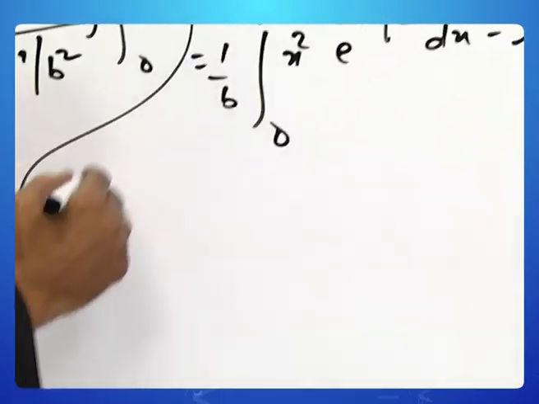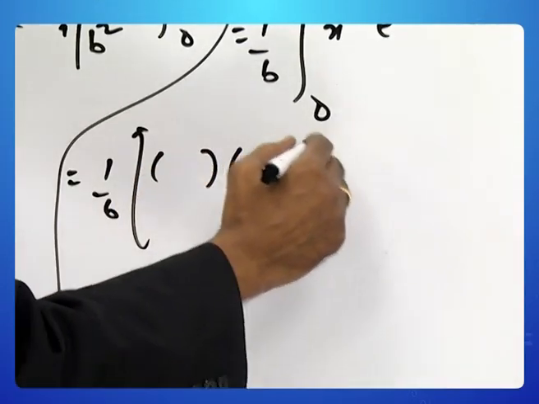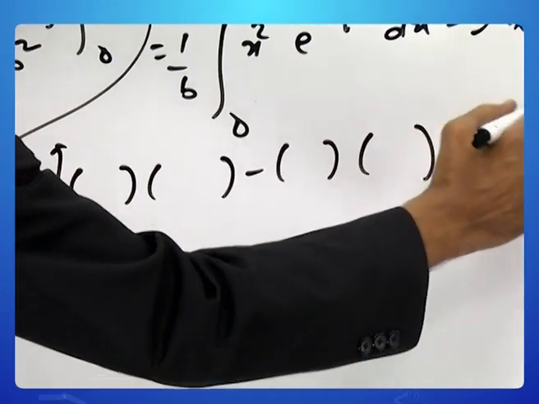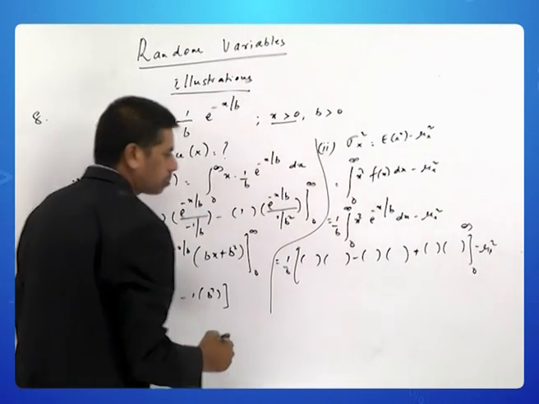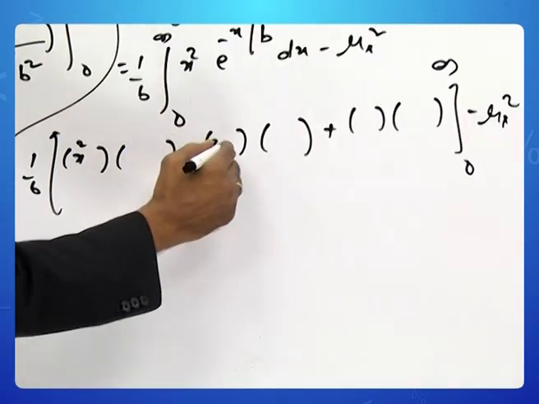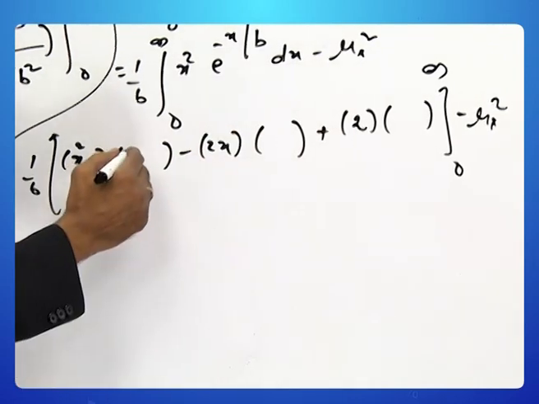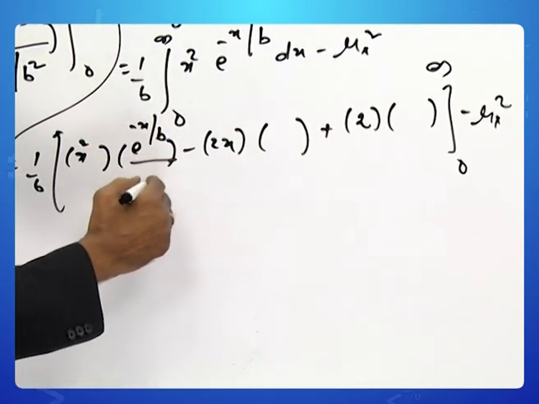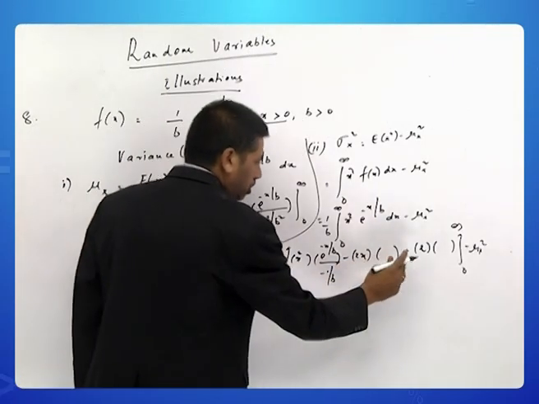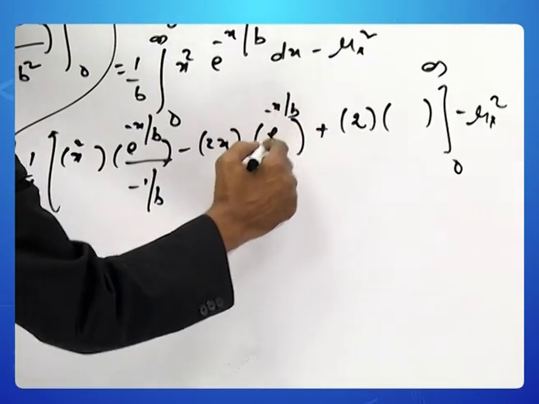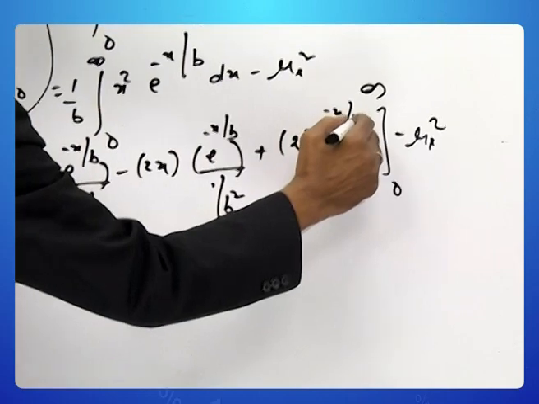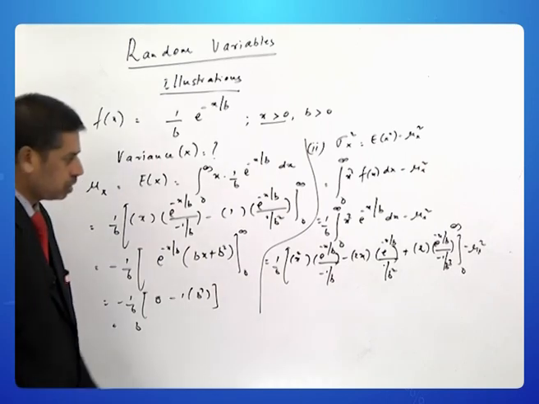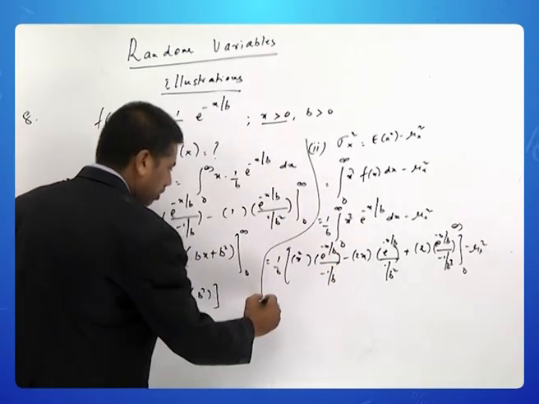Integration by parts, slightly long calculation. X squared, 2x, 2, e power minus x by b by minus 1 by b, e power minus x by b by 1 by b squared, e power minus x by b by minus 1 by b cube. Integration part is over and all of them inside are negative. So we'll take out the minus sign outside.